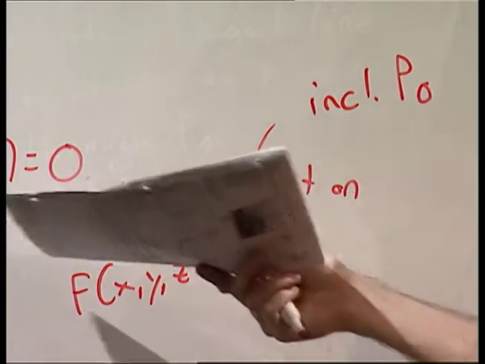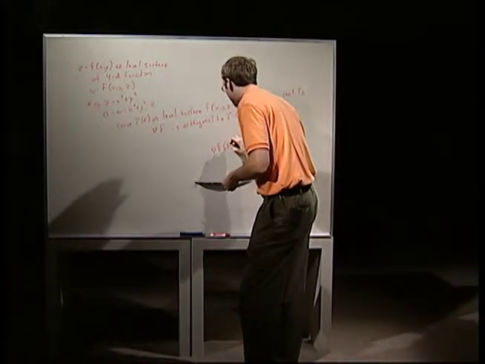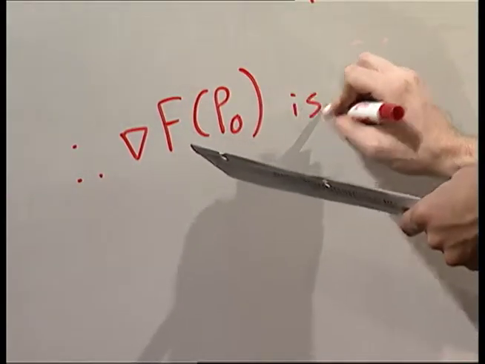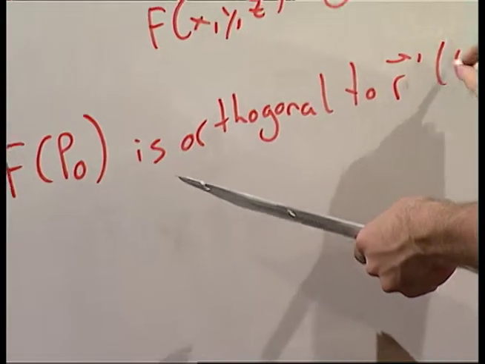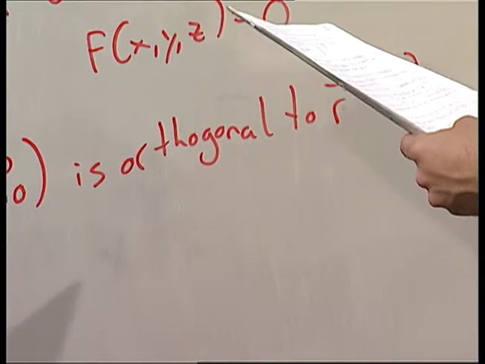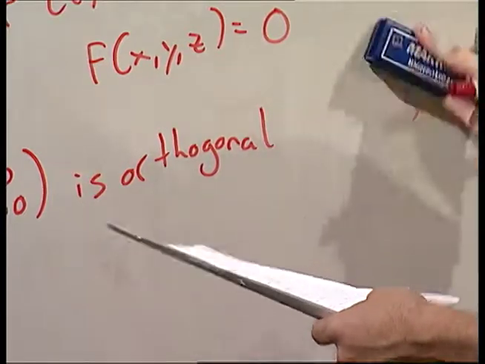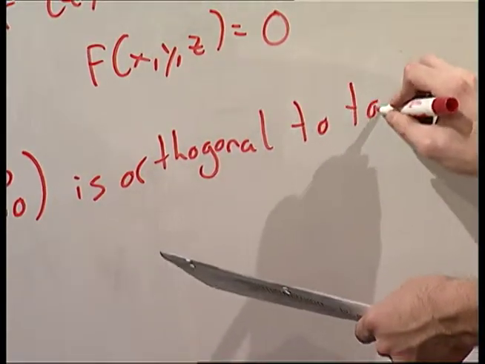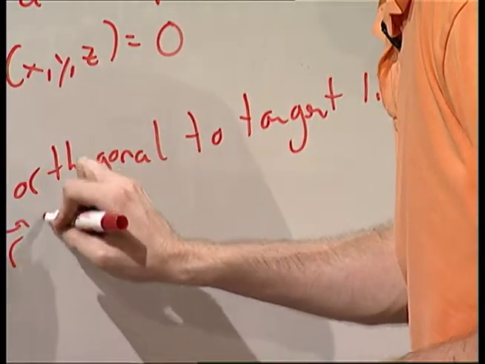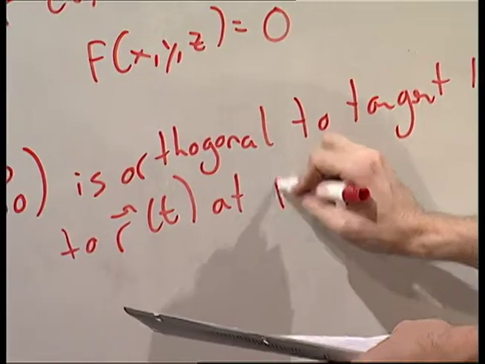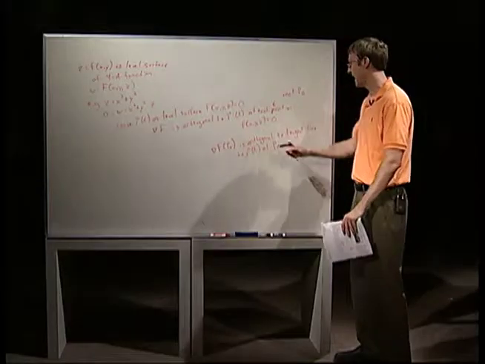So if the gradient's orthogonal to the tangent vector, what does that mean? It means that the gradient at p naught is orthogonal to r prime, orthogonal to the tangent line to r of t at p naught. Right. Okay, so the gradient's orthogonal to the tangent line.